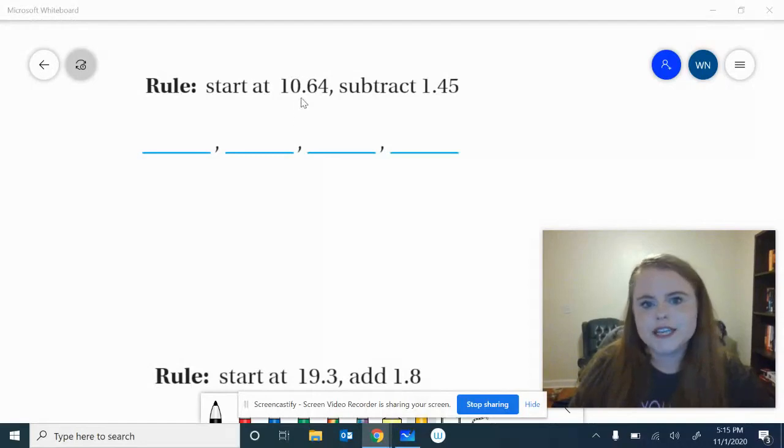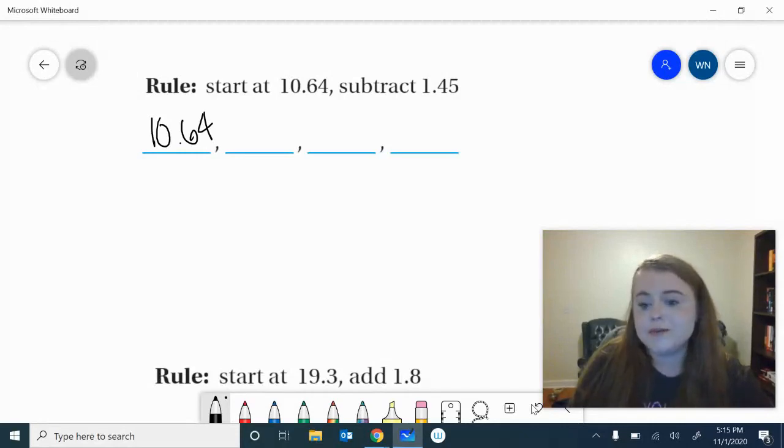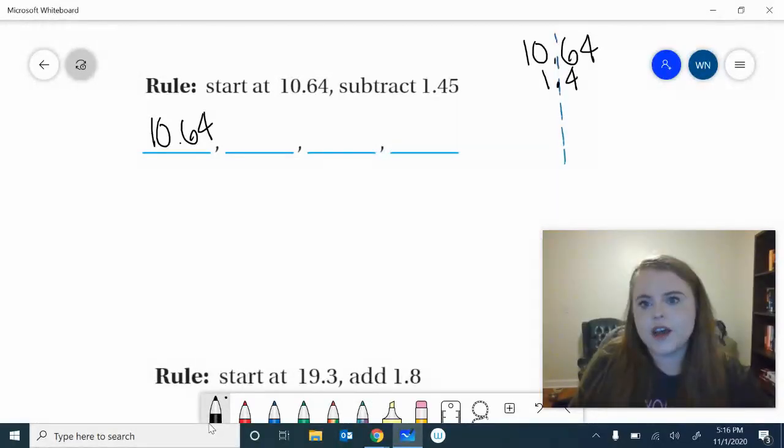We've got start at 10 and 64 hundredths and subtract 1 and 45 hundredths. So that's our rule. We're going to have to make it work. So our first number, of course, is going to be 10 and 64 hundredths. And then it says to subtract 1 and 45 hundredths. So I'm just going to do that. We've got 10 and 64 hundredths, magical decimal line down, and we're going to subtract 1 and 45 hundredths. Let's go ahead and subtract that.